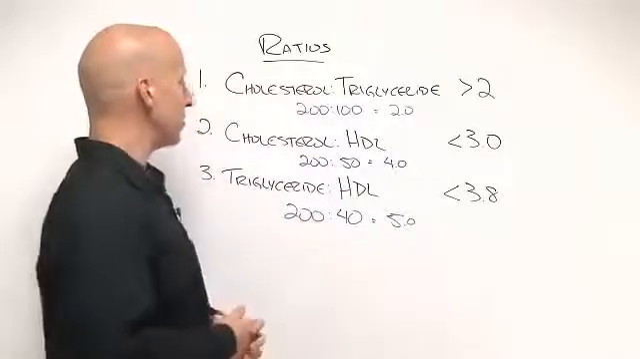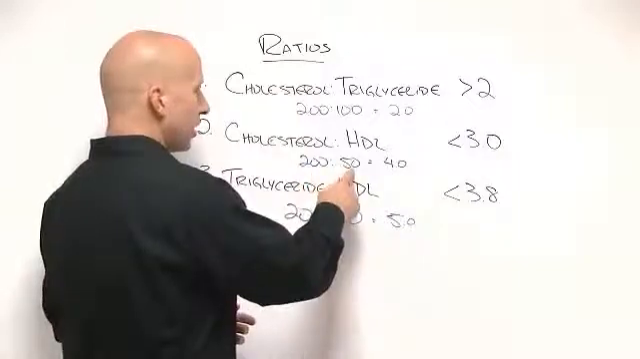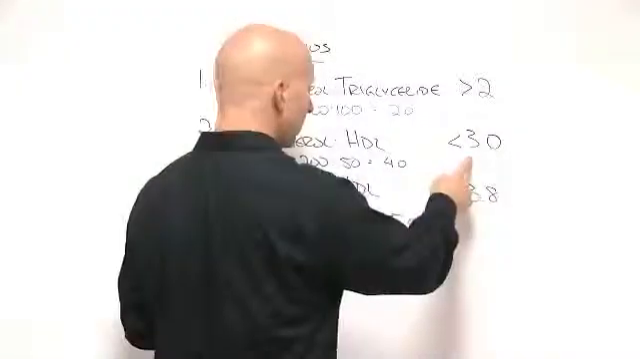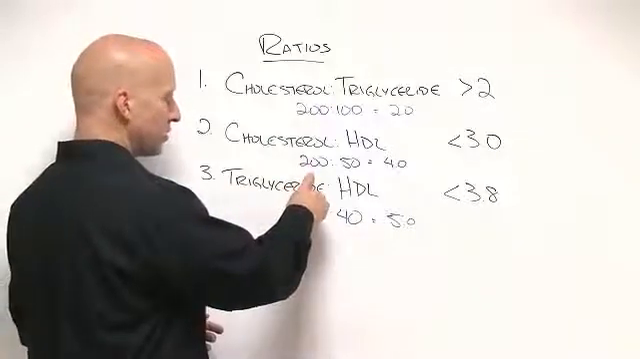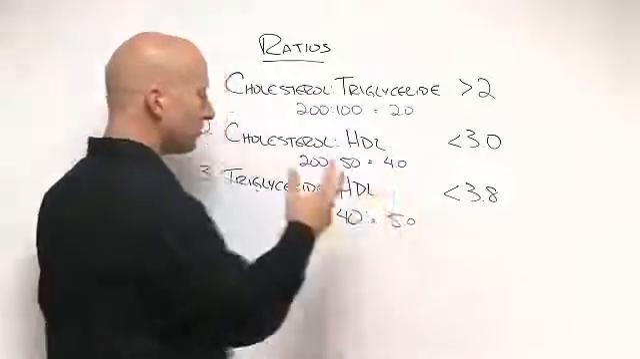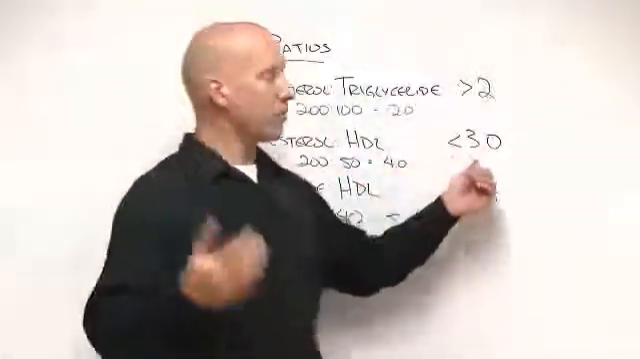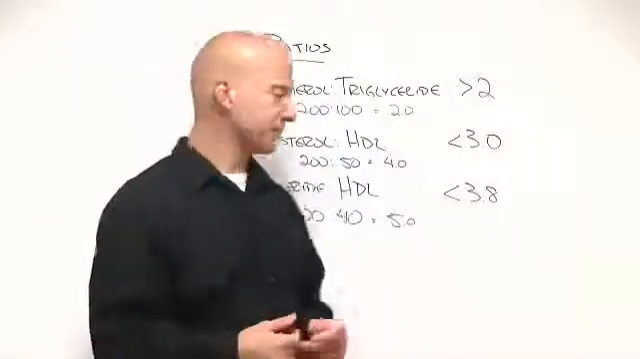It's the particle size, or the particle amount, that seems to be better. But for the cholesterol-HDL ratio, it should be less than 3, or 3-to-1. So if somebody has a total cholesterol of 200 and an HDL of 50, they have a cholesterol-HDL ratio of 4, and that is above 3.0, so that would be a potentially increased risk of cardiovascular disease.